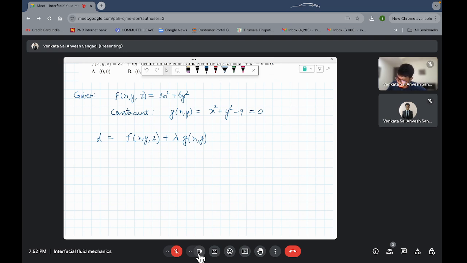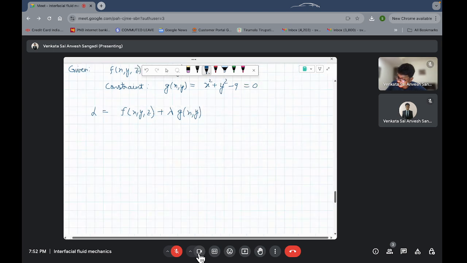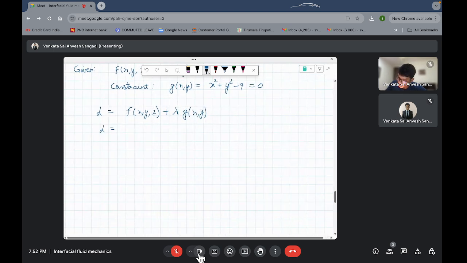So we have L is equal to 3x square plus 6y square plus lambda times (x square plus y square minus 9). So we have the system of equations dL by dx, dL by dy, dL by d lambda.